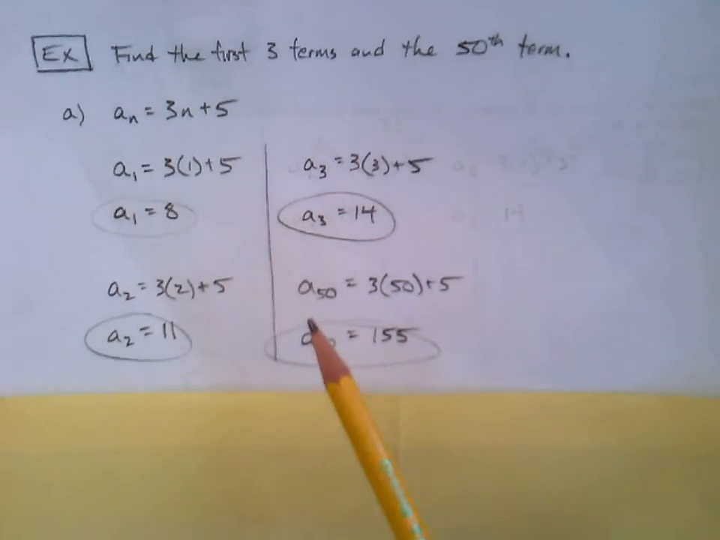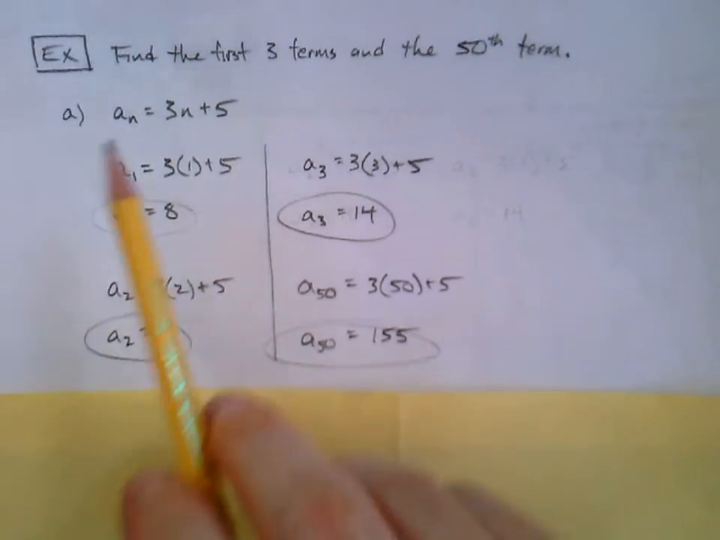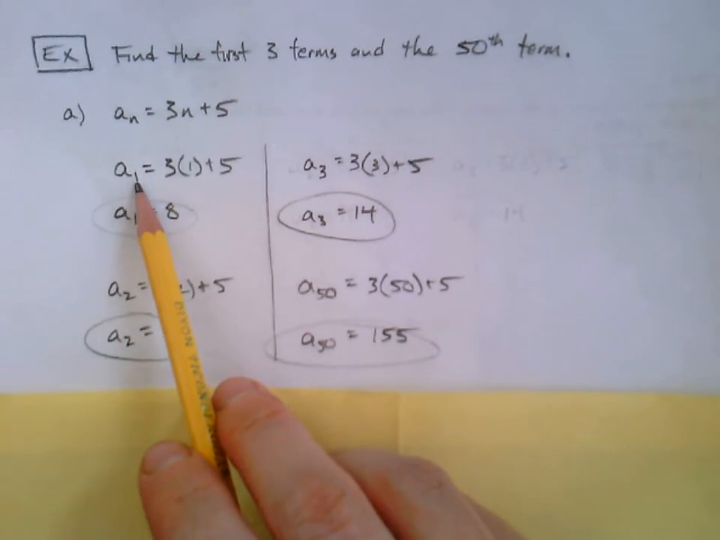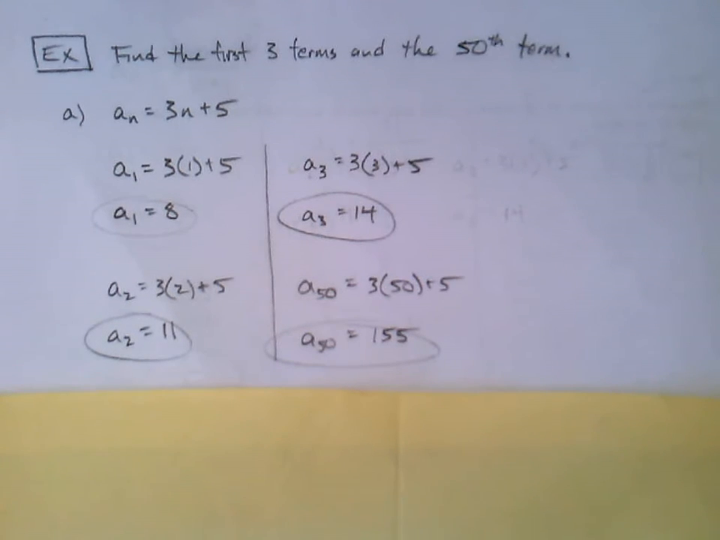And they also want the 50th term. Okay, a50, well, that's 3 times 50 plus 5. That turns out to be 155. There's the 50th term. And you notice these sequences, they really do work a lot like functions. They're not functions, but it behaves in the same way. Whatever number you see, that's what you plug in, just like f of x, right? Whatever value x takes, that's what you replace x with. Exactly the same idea. Okay, let's move on to another example. Just one more of these.